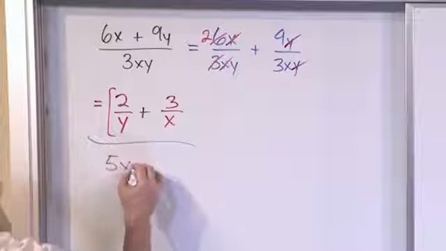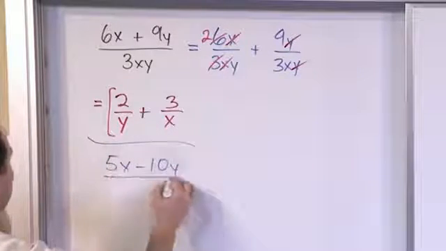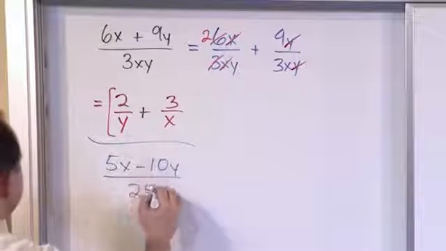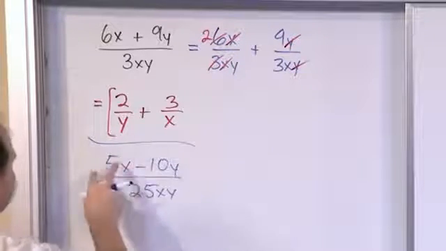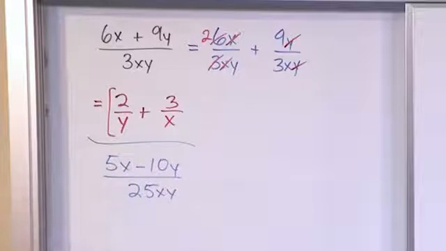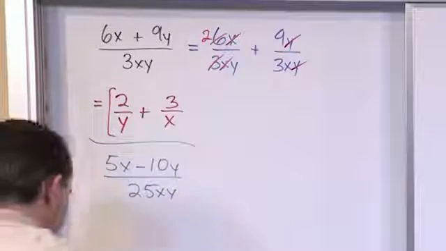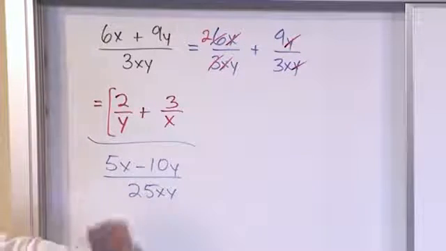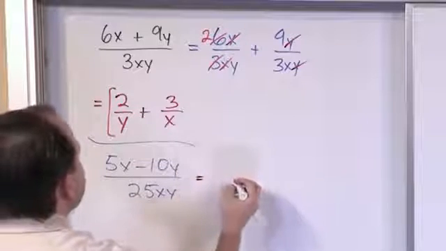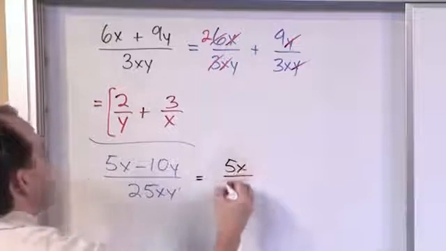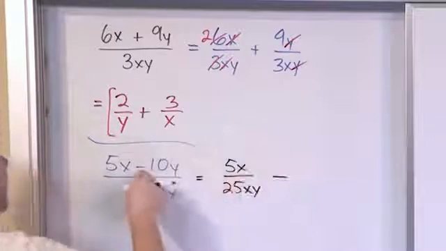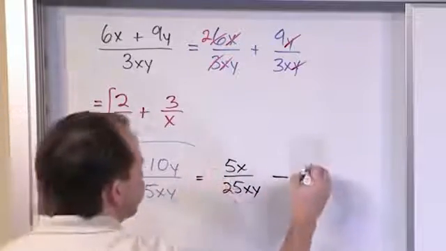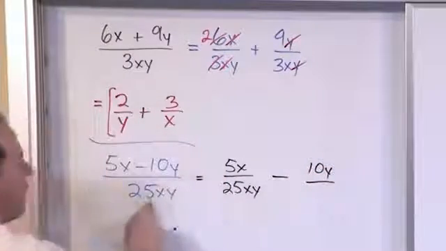What if you have 5x minus 10y over 25xy? So here I have a fraction where I have kind of like one thing in the bottom, and I have 2 things in the top linked, in this case, by a subtraction. So this is like a big fraction that I can split apart. I can say I'm going to have 5x over 25xy. I'm going to link it with a subtraction because of the subtraction here, and I'm going to have 10y over 25xy.